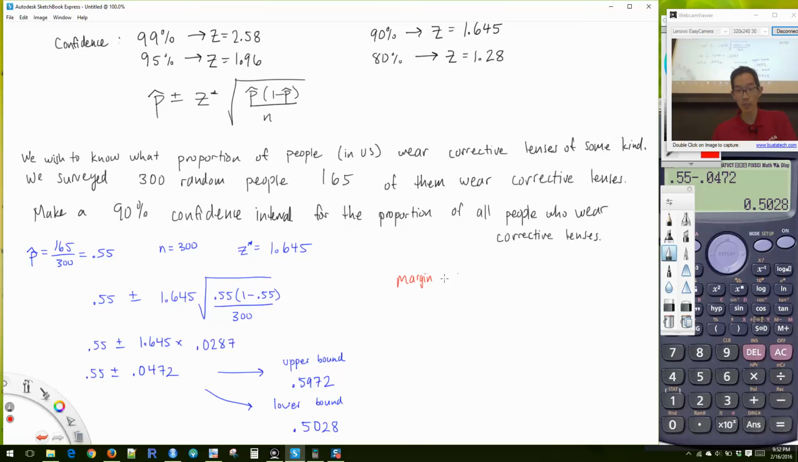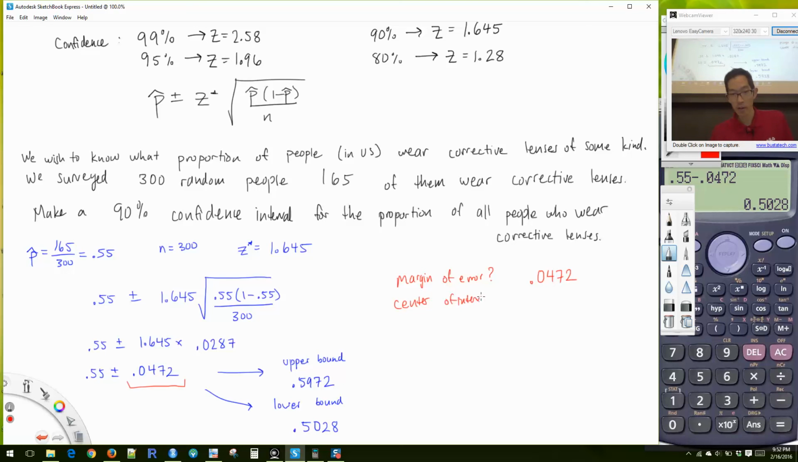If I were to ask you what the margin of error is, you would tell me the margin of error is 0.0472, right? The give or take part, the part that comes after the plus or minus, that is our margin of error. If I asked you what's the center of our interval?